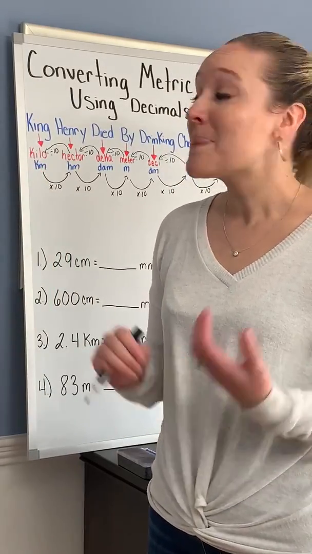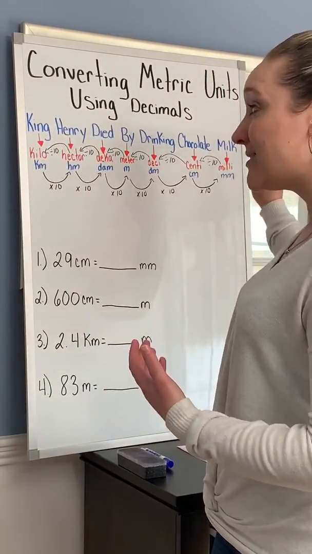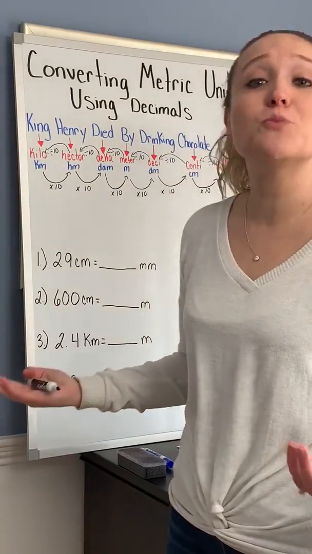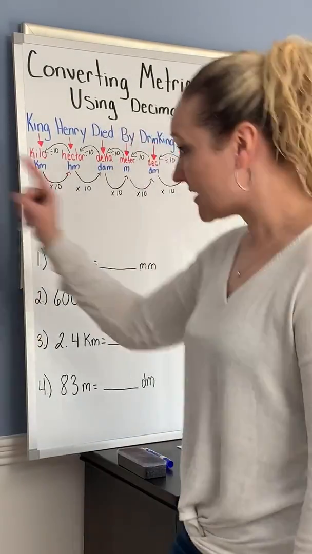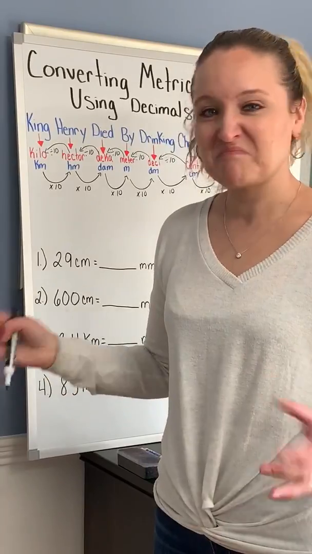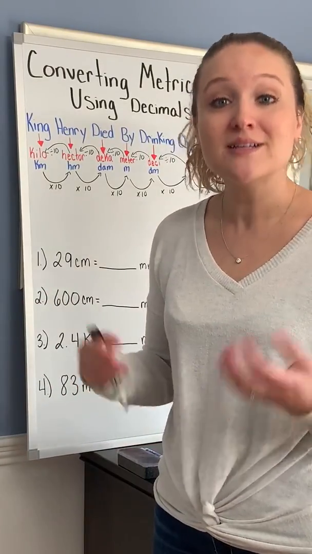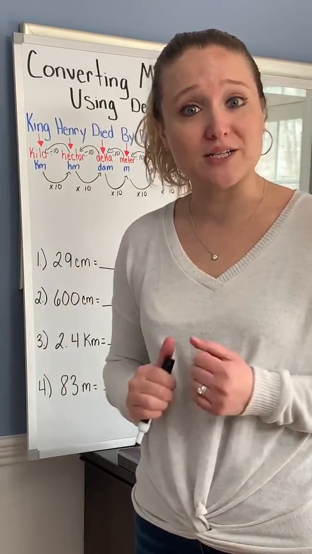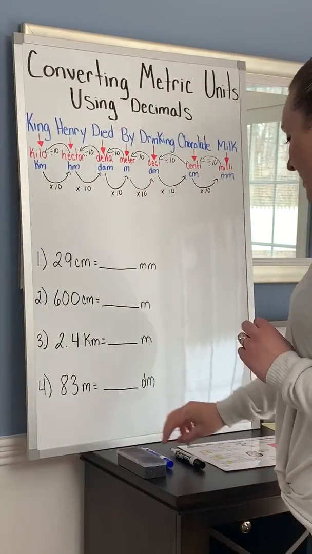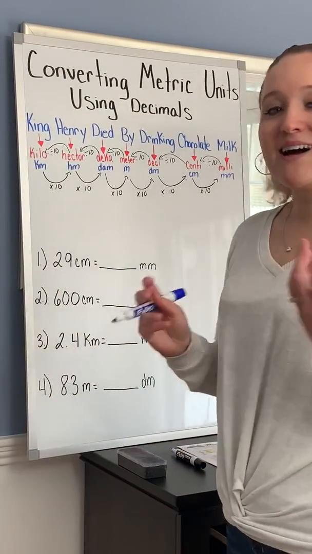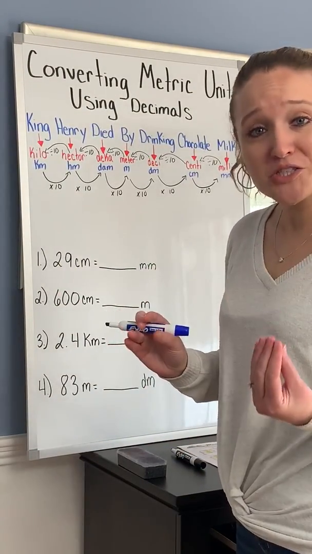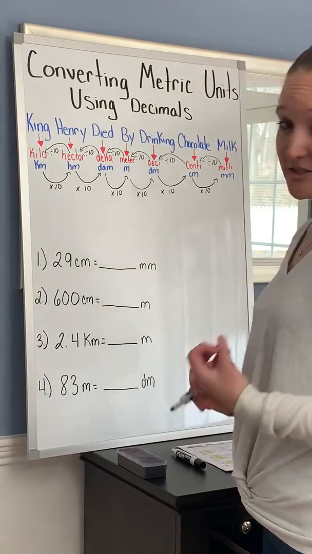And remember, if you were to go to the right this way, you multiply. If you were to go to the left, you would divide. That's all you do, okay? So let's look at some problems and let's try to do them. I have 29 centimeters, and I want to convert this to millimeters.